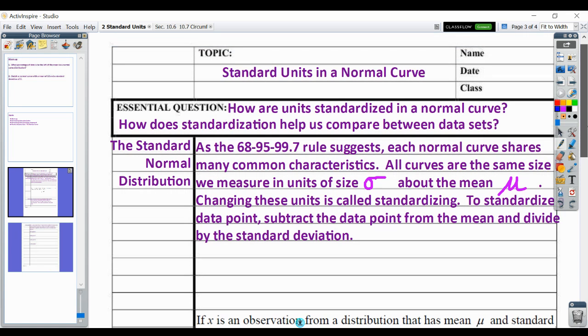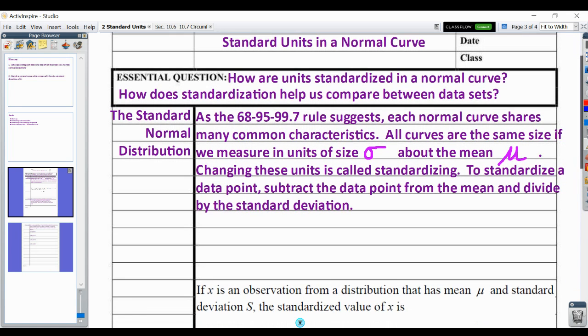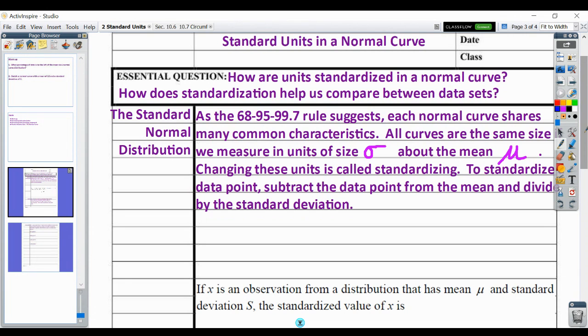Hello, today our topic is standard units in a normal curve. So the essential question is: how are units standardized in a normal curve, and how does standardization help us compare between data sets? We've talked last time about the 68, 95, 99.7 rule, and a lot of the normal curves will share common characteristics.